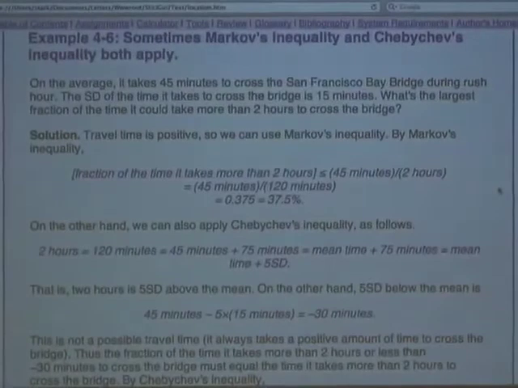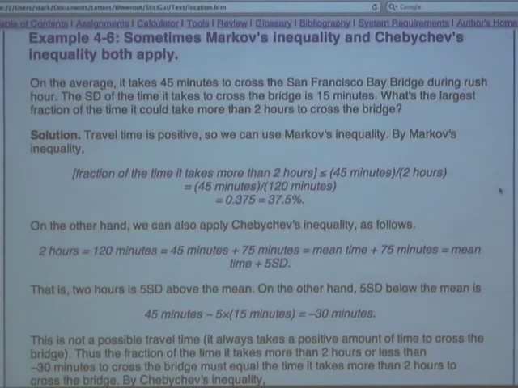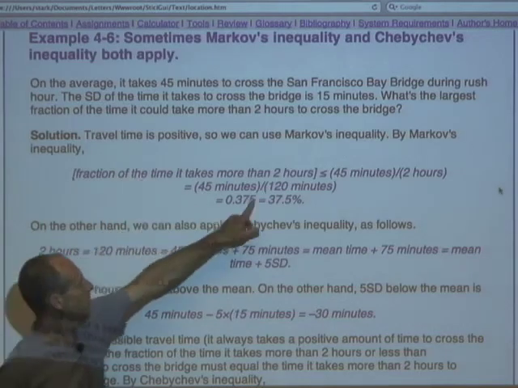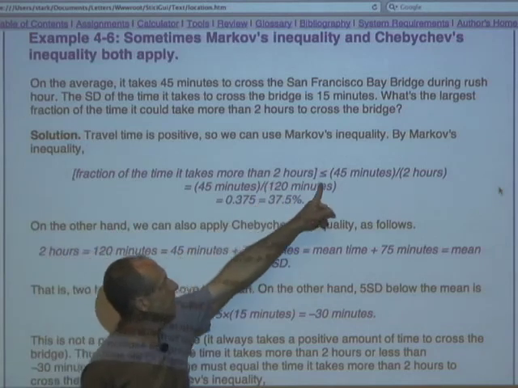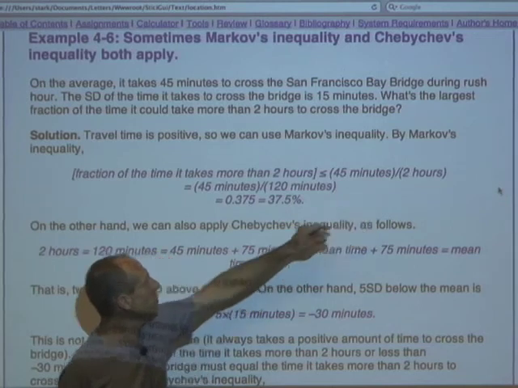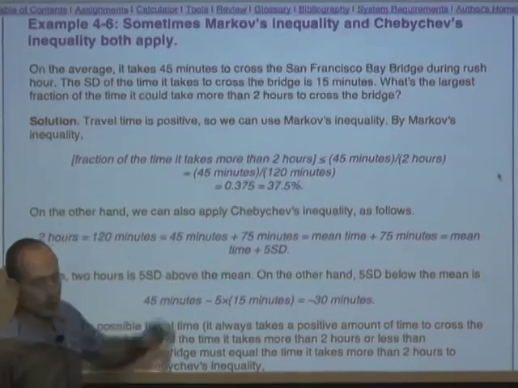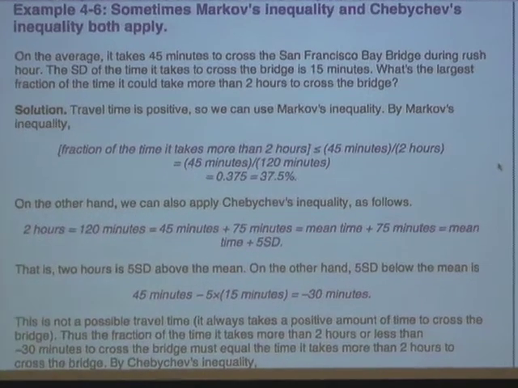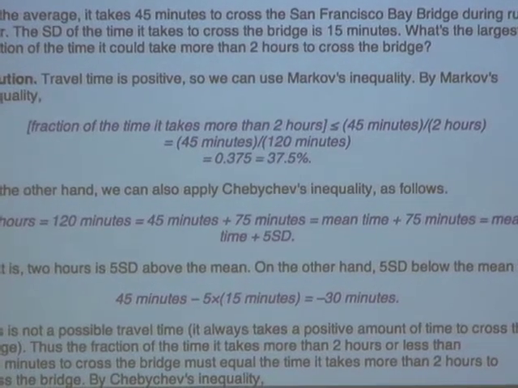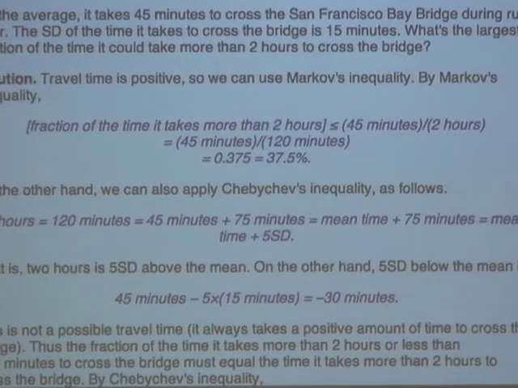So travel time across the bridge, you never arrive before you leave. So that's a list of non-negative numbers, right? And Markov's inequality says that for a list that doesn't have any negative elements, the fraction that's bigger than some constant is no bigger than the mean of the list divided by that constant. The mean of the list is 45 minutes. The constant is 2 hours. 45 minutes over 120 minutes is 37.5%. So Markov's inequality says, and it's got to be true, that no more than 37.5% of the elements of that list are bigger than 2 hours.